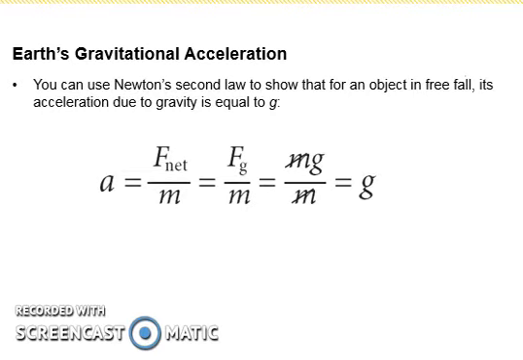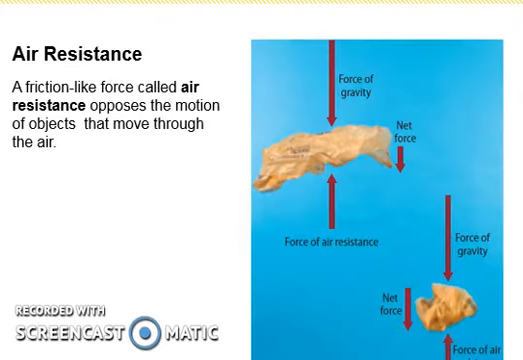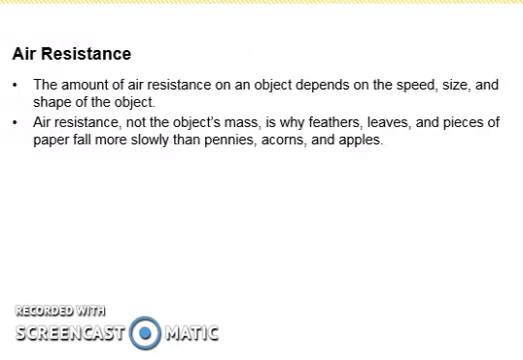So continuing in your notes, you can use Newton's second law to show that for an object in free fall, its acceleration due to gravity is equal to g. Next, subtitle, air resistance. A friction-like force called air resistance opposes the motion of objects that move through the air. Okay, so what does that mean? It means just this. These 2 bullet points should go in your notes.